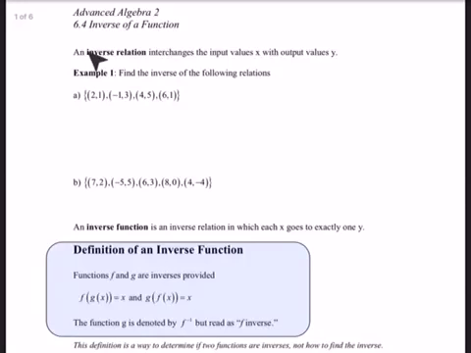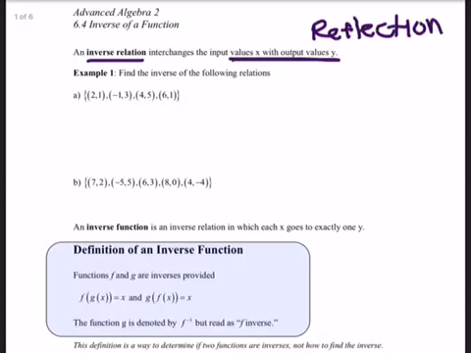So first we need to understand what an inverse is. Okay, so an inverse relationship is where we interchange the independent and dependent variables. So that means I'm going to flip my x and y values. That also means that we are looking at two things that are reflections over the line, oops, I should say over the line y equals x.